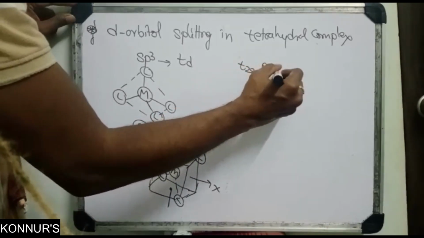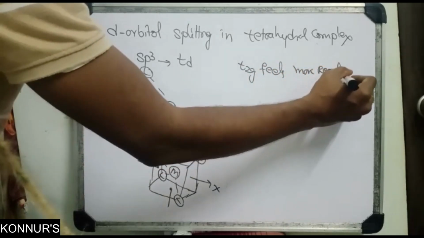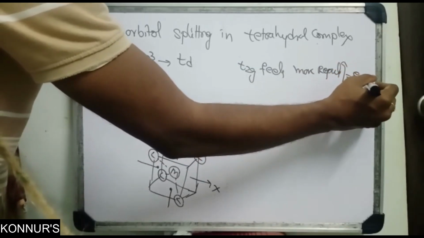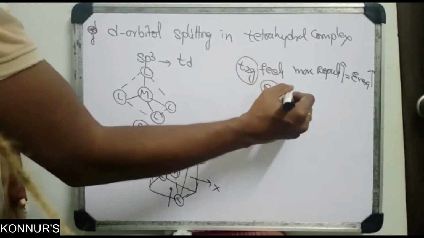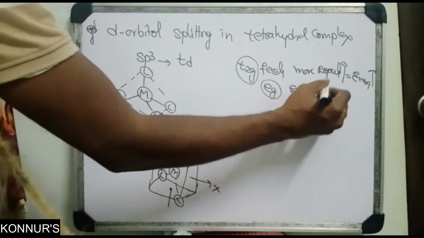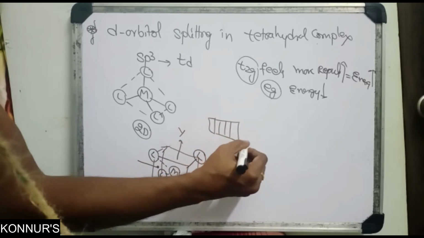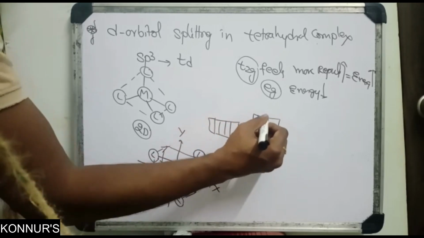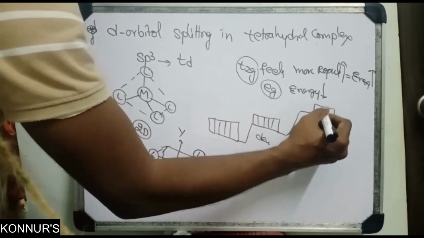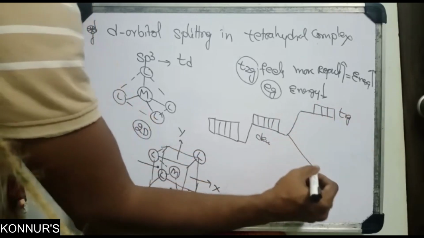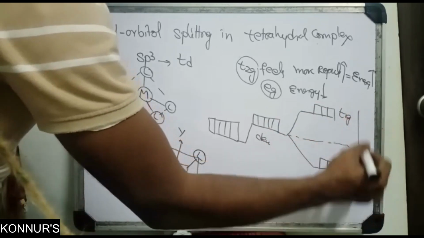t2g. t2g feels more repulsion. More repulsion means their energy also increases. So automatically t2g energy increases, which means eg energy decreases. So the d orbital ground state, the d orbital is excited, degenerated. Now who is going above? t2g is going above. Next, who is coming down? eg is coming down. So this is the energy order.